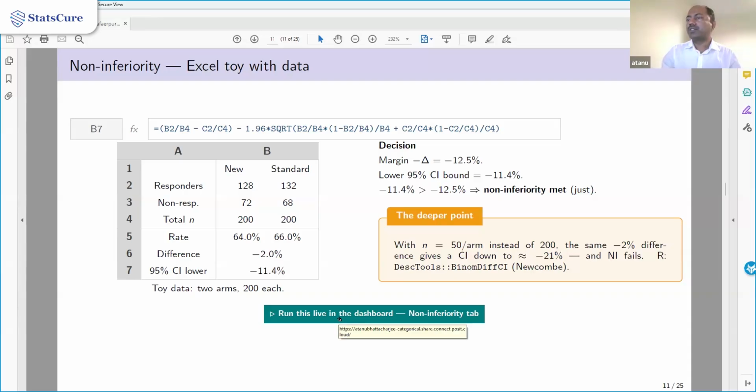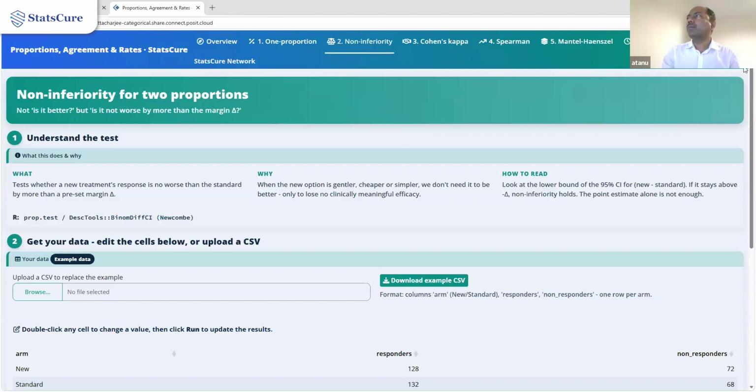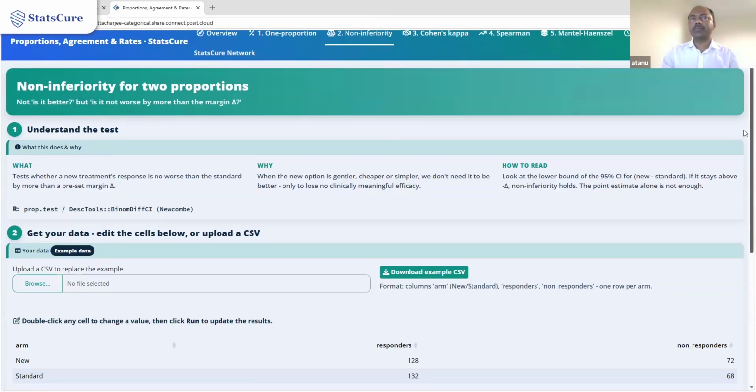Nutshell. So let's talk about this example again. Can you see my dashboard or not? If not, I have to share it again. Yes, we can see your PPT. Yeah, so here you go, with the non-inferiority tab.